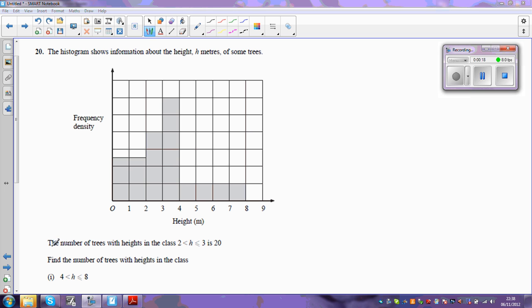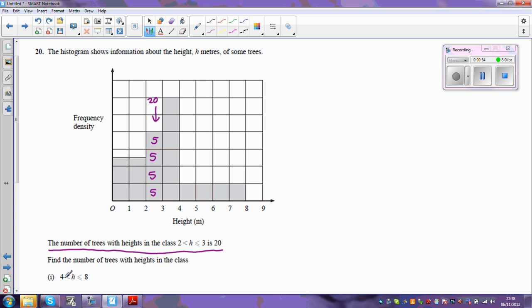What we're told, though, is the number of trees with heights in the class 2 to 3, the number of trees in that group is 20, which is a roundabout way of saying that there are 20 trees which have a height between 2 meters and 3 meters. So in other words, there are 20 trees in this group here. What that actually means, though, because for a histogram it's the area which represents the frequency, here we have 4 squares representing 20 trees. So each of these 4 squares must represent 5 trees.